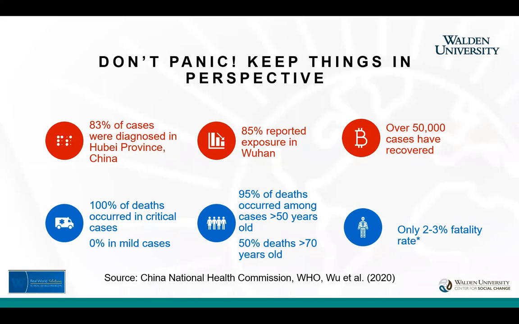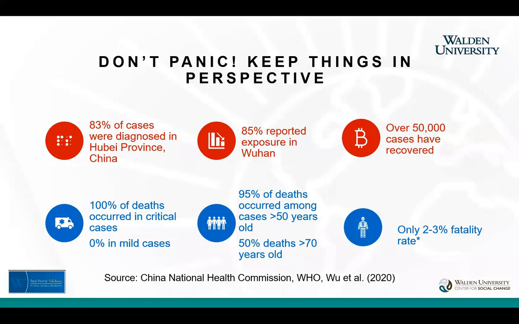So we have over 50,000 cases that have recovered. We don't often hear that number reported. If you do the math, that means 43,000 cases are currently living with COVID-19, but 50,000 more have actually recovered. Every single death has occurred in a critical case, and 80% of all cases have been mild, and among those mild cases, no one has died.